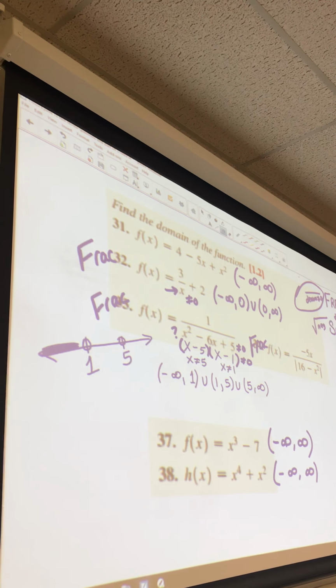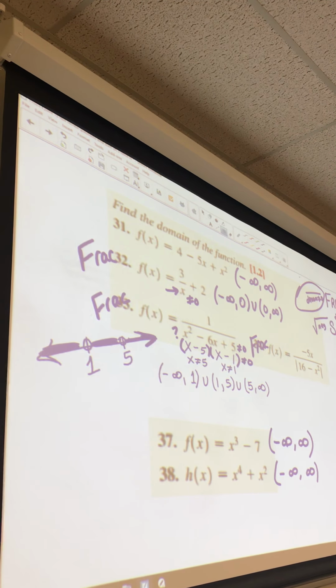Coming real close to whatever number it's hooked on, but not including. Okay. All right, and then 34 is another fraction. Okay. You're not going to freak because all of a sudden there's absolute value bars in there. You're still going to go, well, I just can't let that be 0.